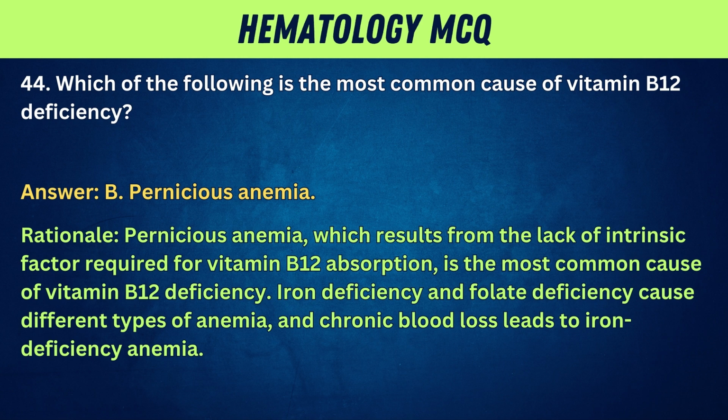Answer: B. Pernicious anemia. Rationale: pernicious anemia, which results from the lack of intrinsic factor required for vitamin B12 absorption, is the most common cause of vitamin B12 deficiency. Iron deficiency and folate deficiency cause different types of anemia, and chronic blood loss leads to iron deficiency anemia.